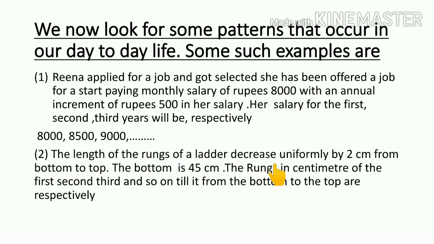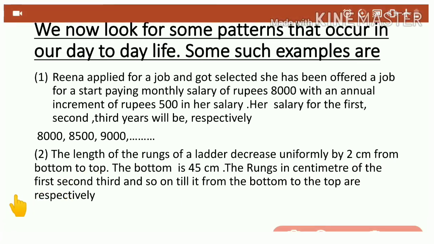The length of the rungs of a ladder decreases uniformly by 2 cm. Rungs of the ladder, you might be knowing it. Rungs of the ladder means the steps of the staircase we are talking about. It is going on decreasing at a uniformity of 2 cm from bottom to top. So if it is decreasing from bottom to top, you can see at the bottom is the maximum, then 2 cm decreased, then 2 cm decreased, then 2 cm decreased, and so on.